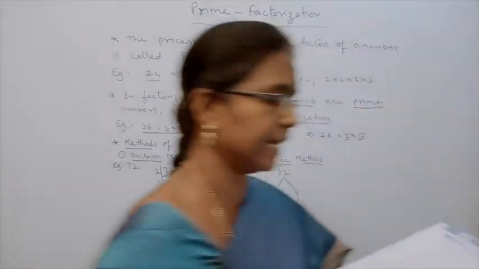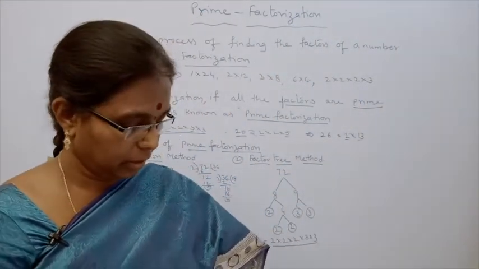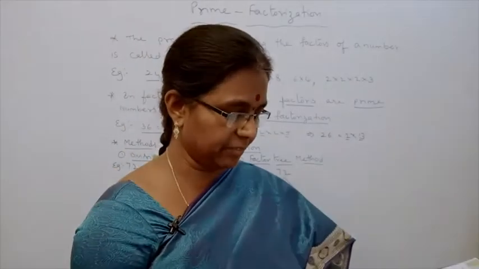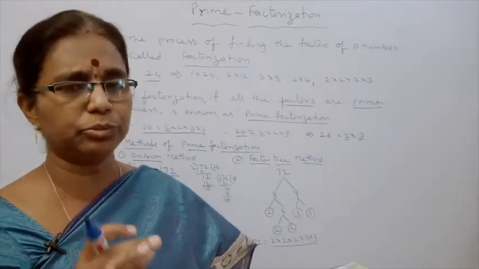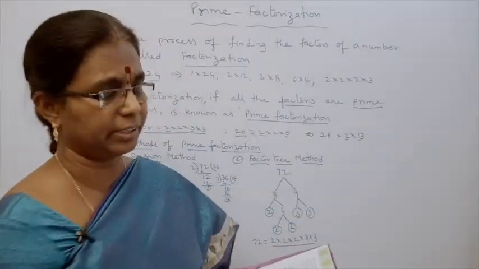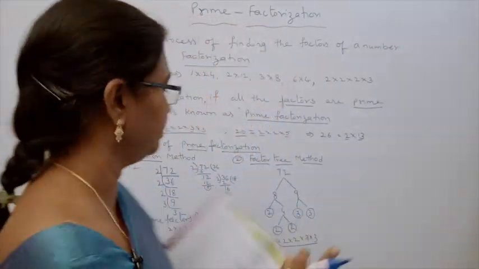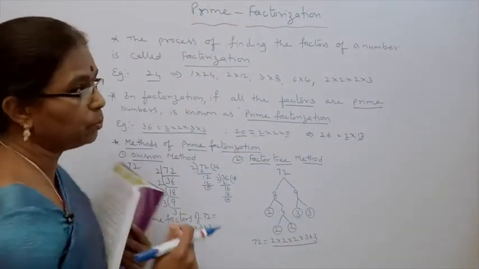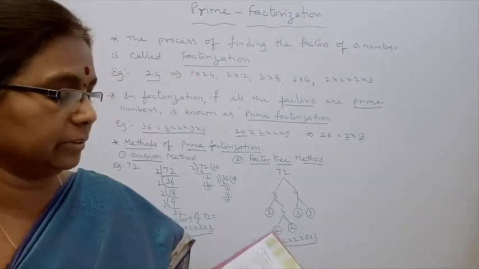Now exercise 3. Write the missing numbers in the factor tree for 90. You have to draw the factor tree like this and write the factors. Second question: factorize 84 by the division method. But do both methods, the division method as well as the factor tree method.